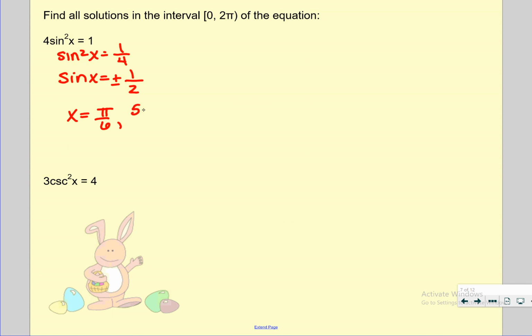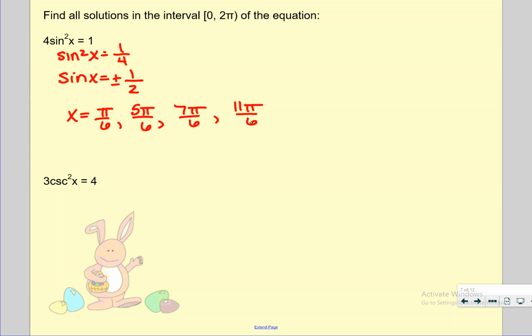So 5 pi over 6. No, wait, not over 6. Is it over 6? Yeah, okay, sorry. Thinking of my cosine for a second there. 7 pi over 6 and 11 pi over 6. Okay, so those are pretty quick and easy.